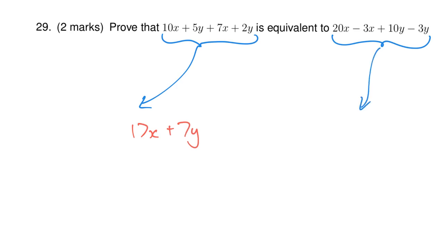What about on the right-hand side? Let's see if I can tidy up some like terms there. I've got 20x, take away 3x, leaves me with 17x. I've got 10y, take 3y, which leaves me with 7y. And what do you know? These two things are the same. So therefore, we've proved it. All done. They are the same thing. Once we tidied up the like terms, we can see that they are exactly the same expressions.